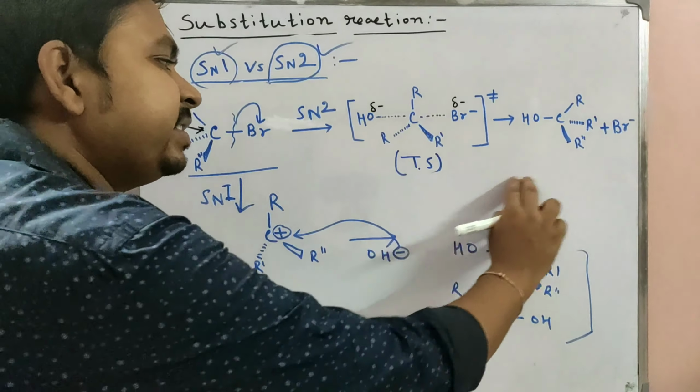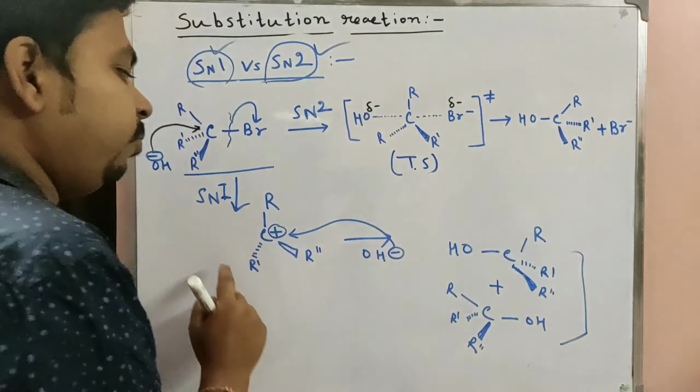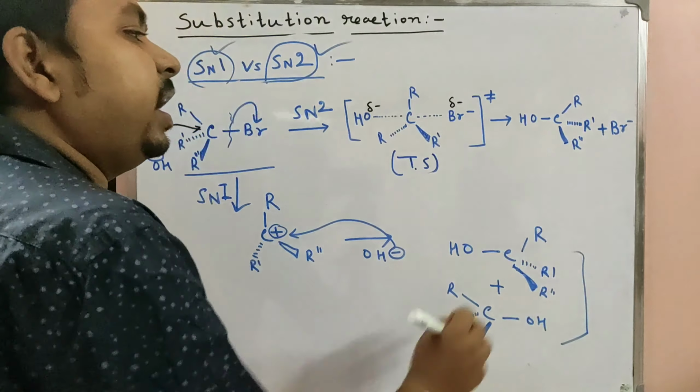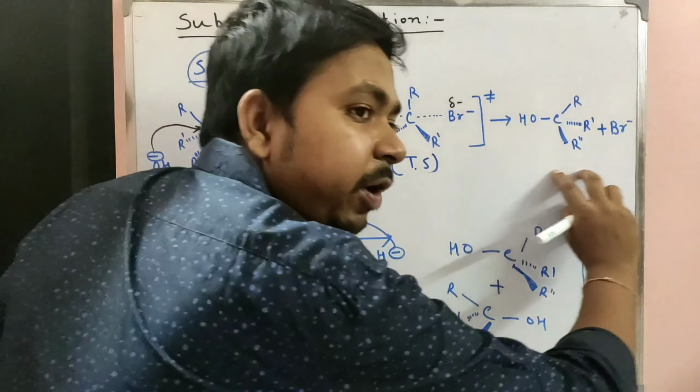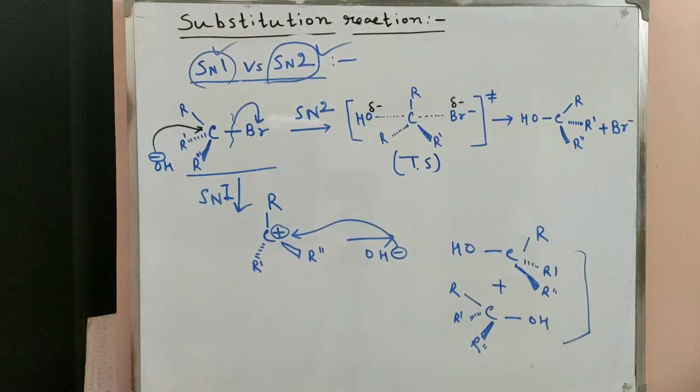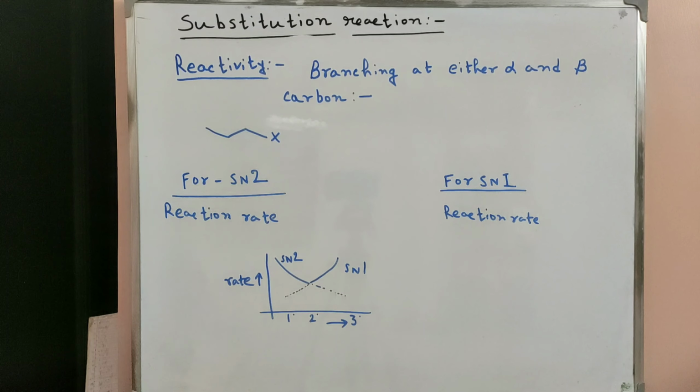The mechanism is very simple. One is a concerted process and one is a two-step process. And here when OH minus attacks, it forms the racemic mixture, and otherwise the inverted product forms. So we discuss some of our characteristic properties. Then one of the important facts is reactivity.